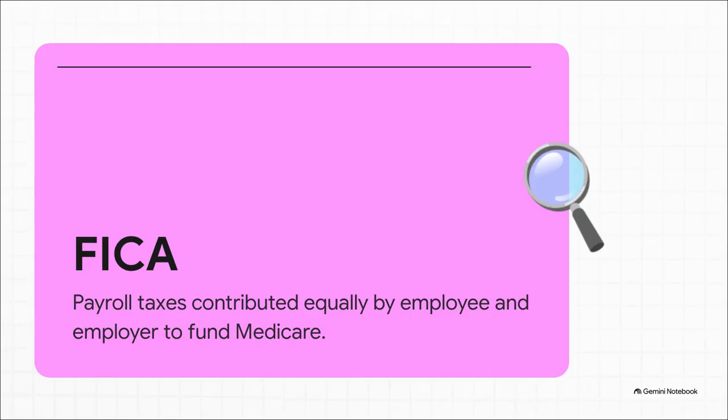So, the million-dollar question. How is this massive government program financed? Well, it's funded through FICA payroll levies. Basically, that means there are mandatory payroll taxes contributed equally by both the employee and the employer. It's a shared national investment. And honestly, that's exactly why the billing rules are so heavily regulated. When you submit a claim, you're directly interacting with a federally funded trust.